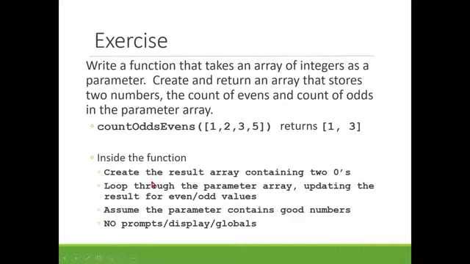So inside the function, create the result array. This array starts out as an array of length 2, storing 2 zeros. You need to loop through the parameter array, updating the result for even and odd values. So look at each of these numbers, and if it's odd, add 1 to the second value of the result. If it's even, add 1 to the first value. There's no prompts, no display, no globals, nothing like that. This all happens locally inside the function. So give this one a try.